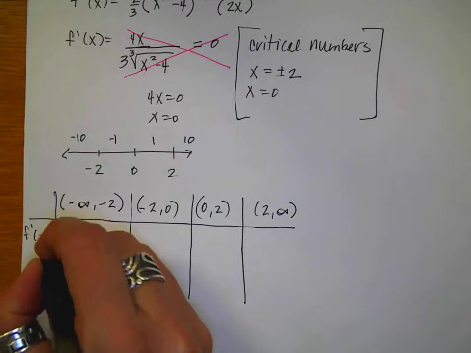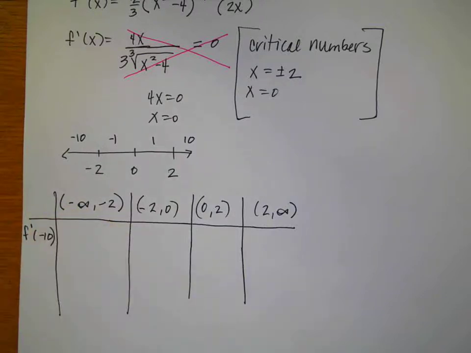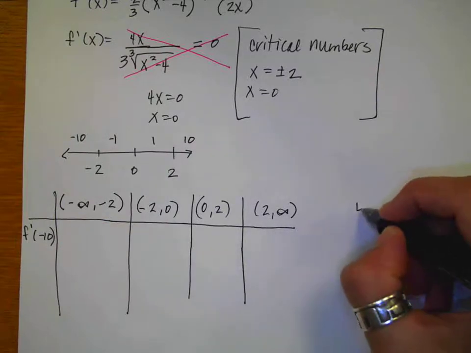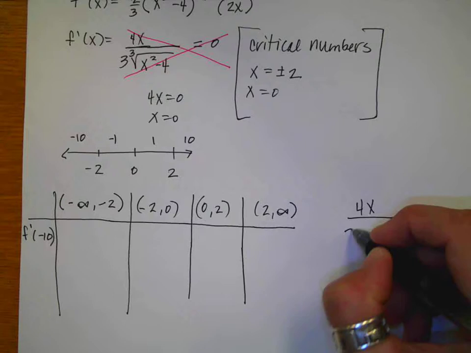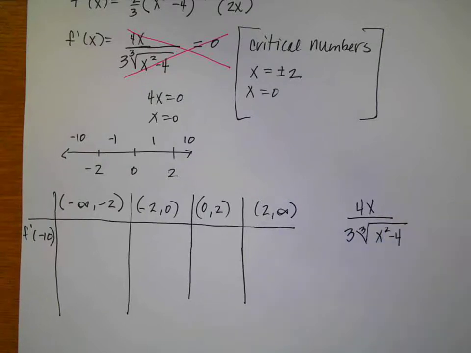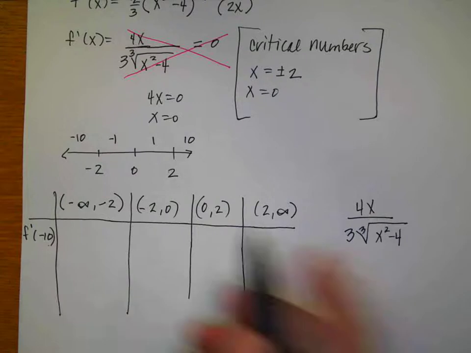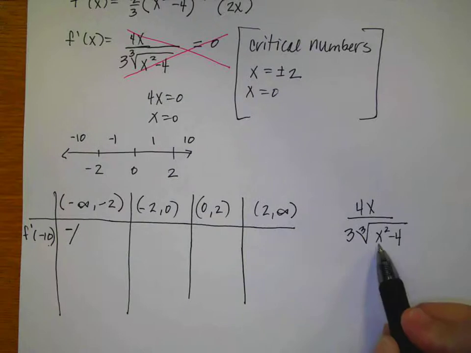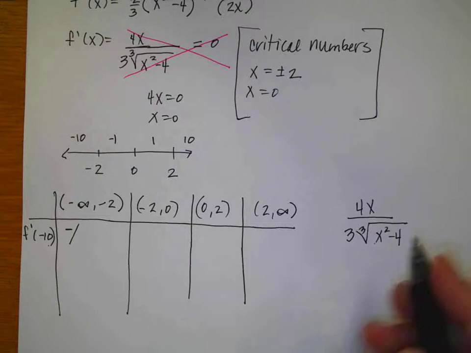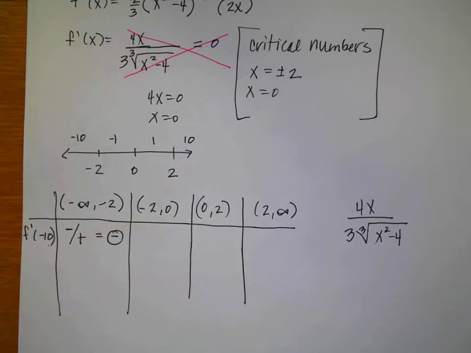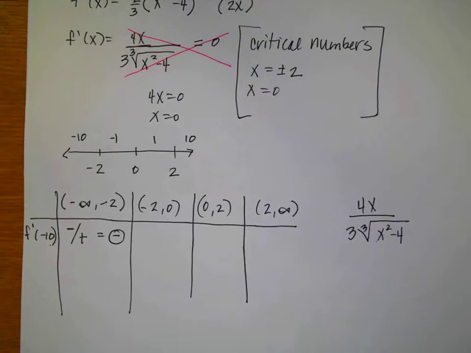So then I'm going to do my derivative evaluated at negative 10. Well, if I do that, I'm looking at my numerator, so I'm going to write this over here so you can see it. So I have 3 times the cube root of x squared minus 4. If I put a negative 10 into the numerator, I get a negative in the numerator. And if I put a negative 10 down here, this is a positive 100 minus 4. This is positive. The net effect is negative, and that's what I'm concerned about.